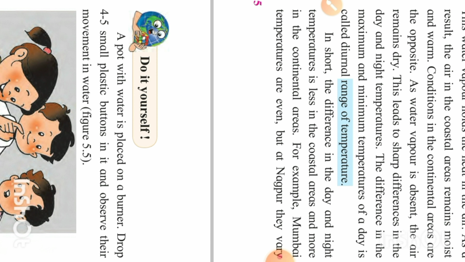The difference in the maximum and minimum temperature of a day is called the diurnal range of temperature. So in the same day, we are experiencing different temperatures: extreme heat in the afternoon and cold weather, or you can say pleasant weather, in the night. So that's the reason it's called diurnal range of temperature.